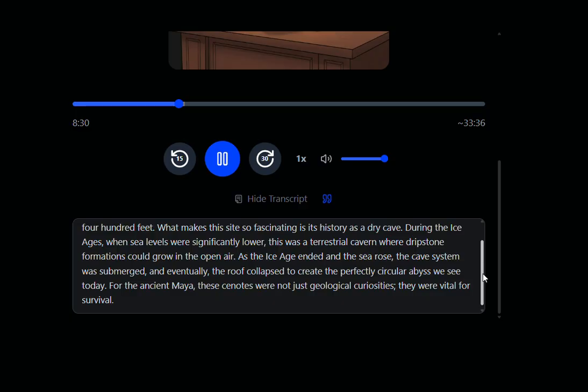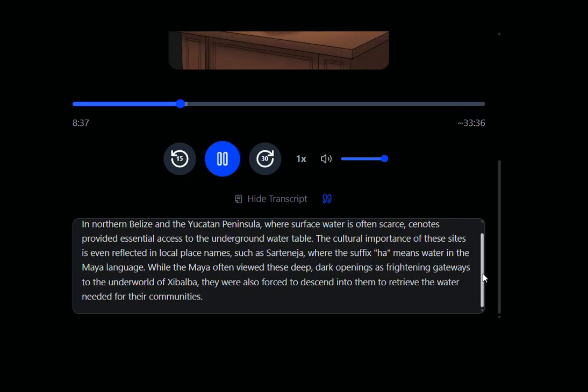For the ancient Maya, these cenotes were not just geological curiosities, they were vital for survival. In northern Belize and the Yucatan Peninsula, where surface water is often scarce, cenotes provided essential access to the underground water table. The cultural importance of these sites is even reflected in local place names, such as Sarteneja, where the suffix ha means water in the Maya language.